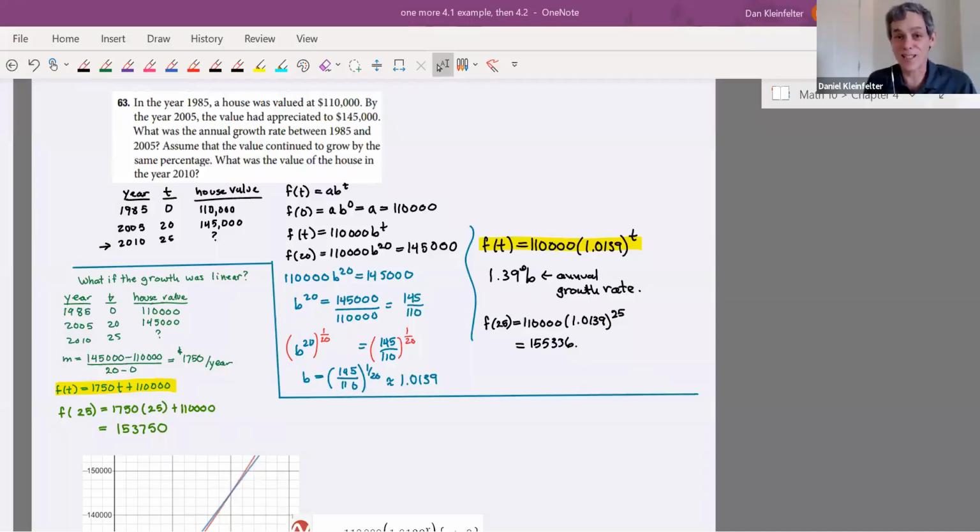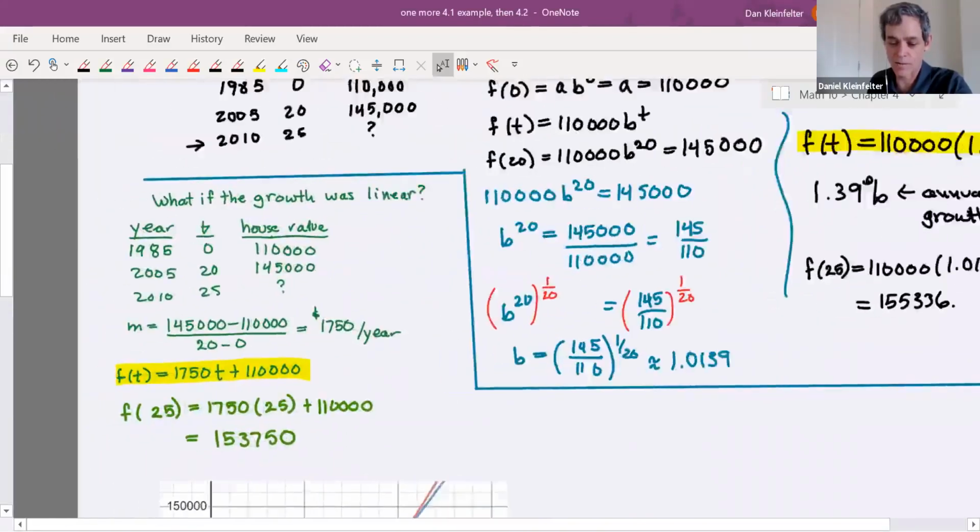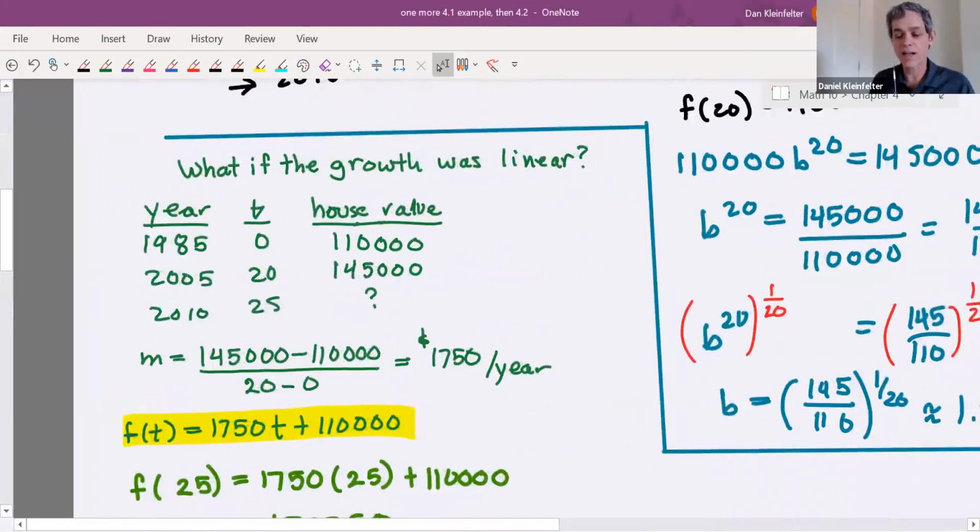All right, sorry, just a little bit more about the house thing. I decided to go ahead and figure out what would happen if the growth was linear after all. And so here's how it goes. You take and calculate the slope by taking the change in value, so that's 145,000 minus 110,000, divided by the change in years, which was 20 years, and that works out to be 1,750 a year.